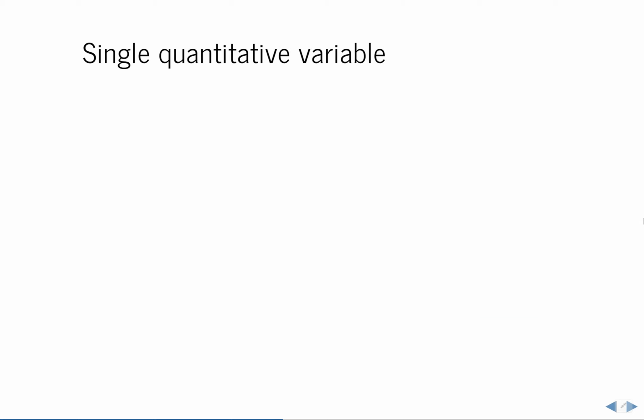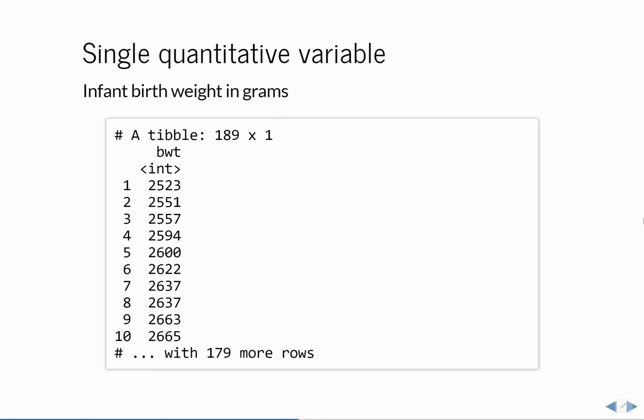Okay, what if we have a single quantitative variable? What do we do in this case? As an example, let's talk about infant birth weight. Notice that I've mentioned in this slide that this is measured in grams, so that makes some sense of the fact that these numbers are recorded in the thousands, right? So this is clearly a numerical variable. It has numbers. There are units of measurement.